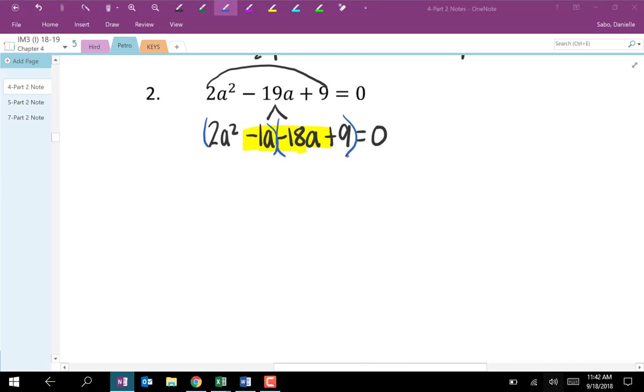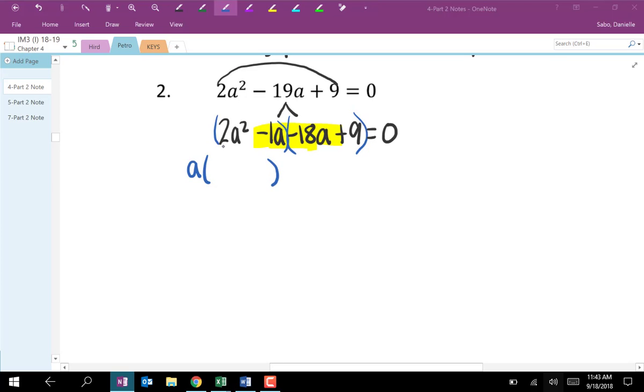They have an a, and that's always going to happen. You're always going to be able to pull something out here. You're going to be able to pull out just an a. So I'm going to pull out the a, and let's see what's left over. Okay, what is 2a squared divided by a? 2. Very good. 2a. Bring down the minus. 1a divided by a, it cancels, and I'm just left with 1.